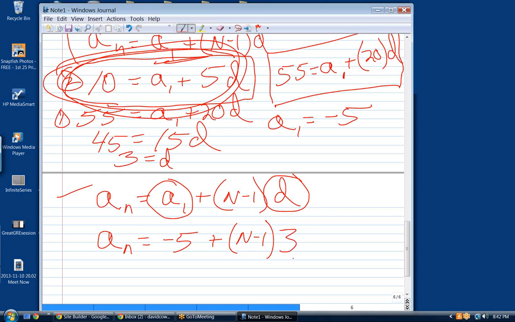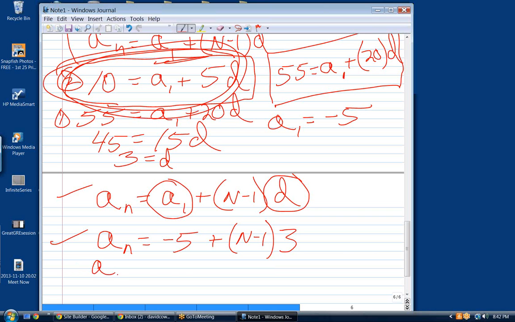Okay? So what I usually have to solve for is A sub 1 and D. Once I solve for them, then I go back to the general formula for A sub n. This is general because it'll work if I said, what's the 111th term in this sequence, you could tell me just by plugging it in. By plugging in 111 for n.